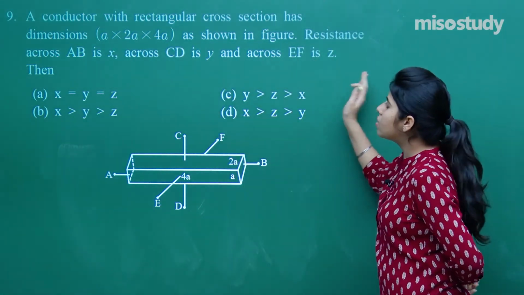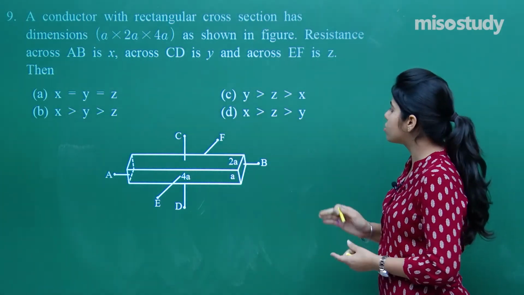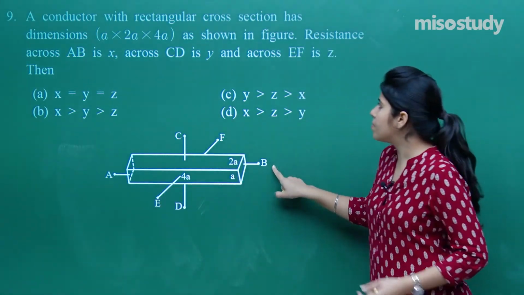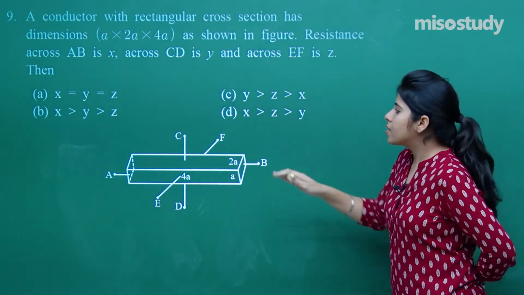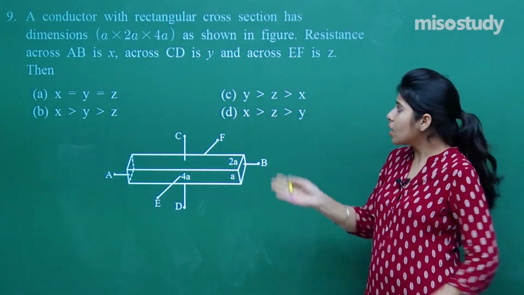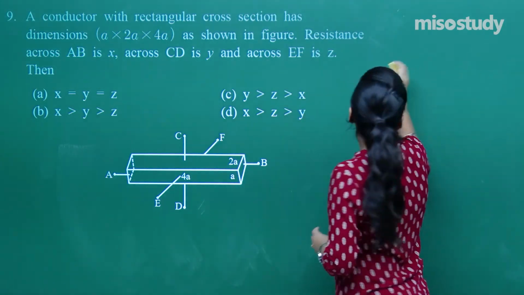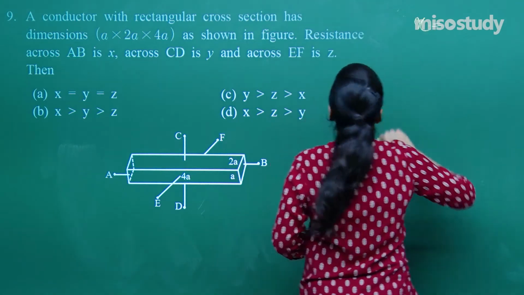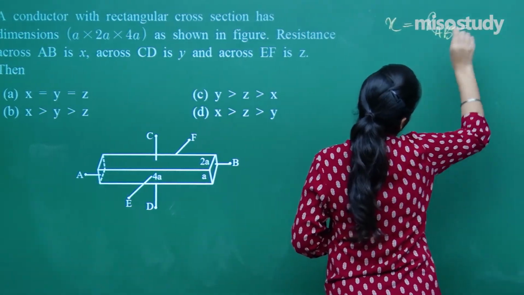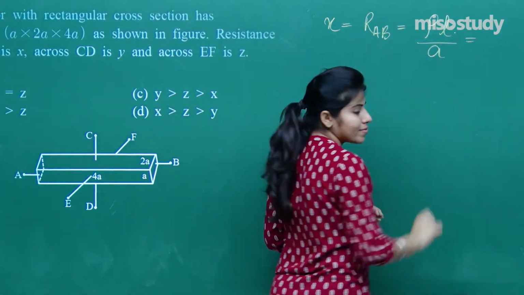As shown in figure, the resistance across AB is X, across CD is Y, and across EF is Z. Then we have to calculate and tell which option is the correct answer. So to first of all find out the resistance across AB, let me just say that X, or you can say resistance across AB, will be equal to rho L upon A, right?